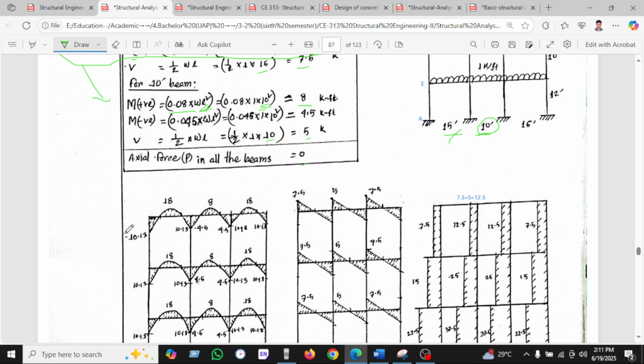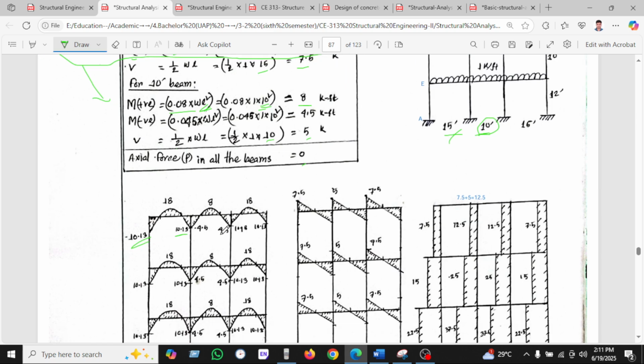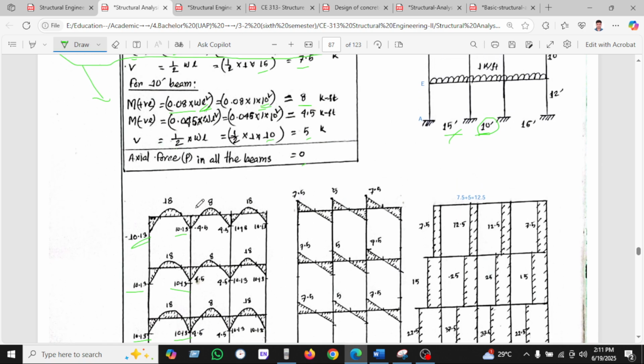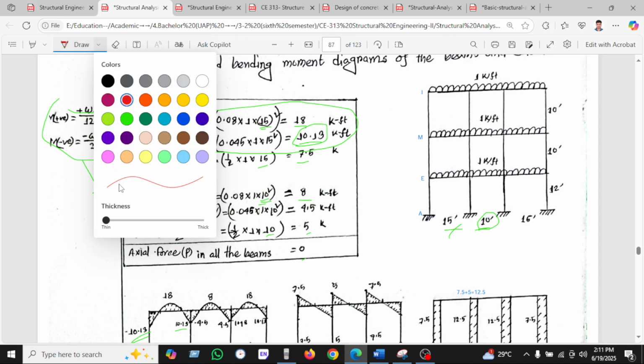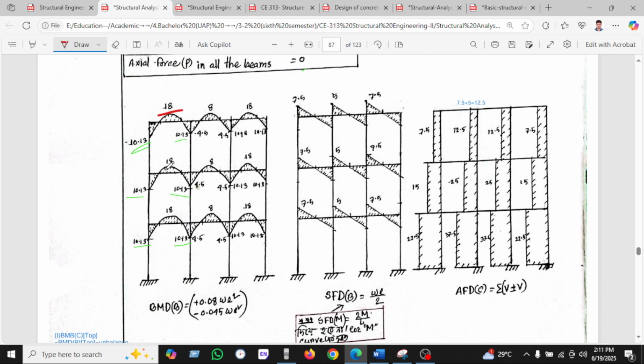Okay. So from here we can take 10.13. We have found 10.13 for the negative moments. Sorry, and we can see here, changing the color, the positive moment we have is 18. This is the 18.